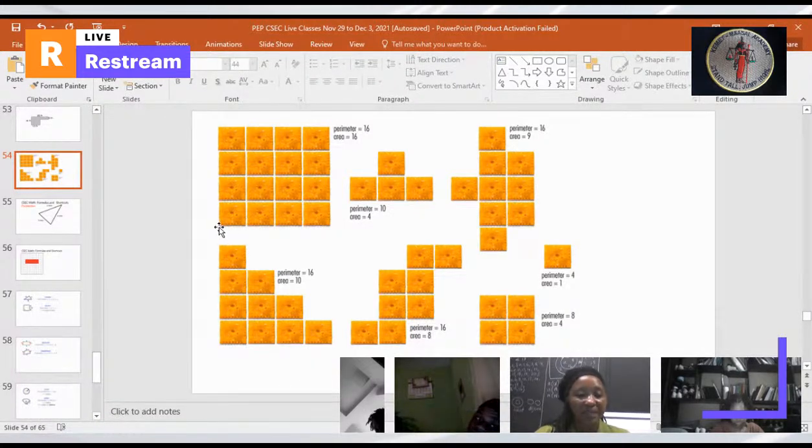So we know the perimeter is the distance on the outside. The distance on the outside. Students, are you able to see the screen clearly? Yes, Miss. Those in the chat, can you see the screen clearly? Just type yes or no. Can you see the screen? All right, so other persons are seeing the screen clearly.